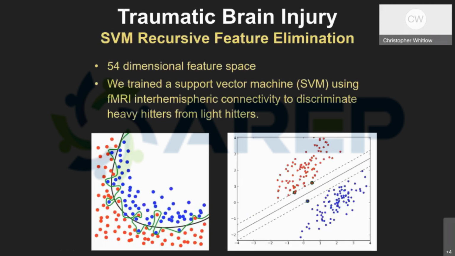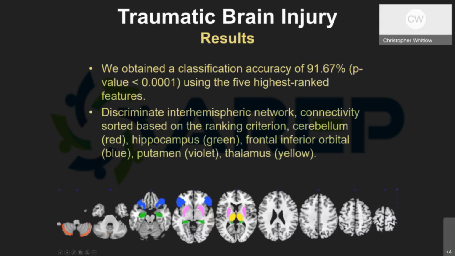We have also used machine learning approaches with resting state BOLD measures of interhemispheric connectivity as our imaging feature of interest. The aim of this study was to classify non-concussed football players as having high versus low cumulative head impact exposure over a single season of football. We used a generalization of the support vector machine recursive feature elimination, and we were able to achieve classification accuracy of about 92%. The regions with interhemispheric connectivity that were most discriminative for classifying high and low cumulative head impact exposure were the cerebellum, hippocampus, portions of the frontal lobe, putamen, and the thalamus.